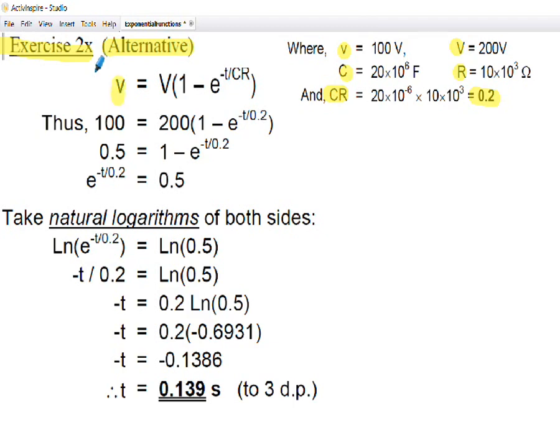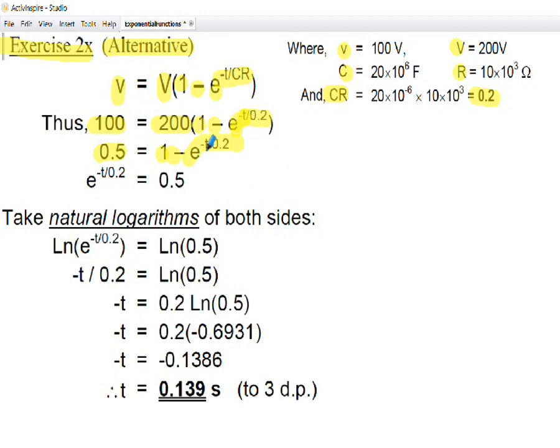So we're given little v is equal to big V multiplied by 1 take away e to the minus t divided by CR. On the left hand side I would get 100 for little v, on the right hand side 200 for big V multiplied by 1 minus e to the minus t divided by the 0.2 for the CR. On the next line I've just divided both sides by 200, so I get 0.5 on the left hand side is equal to 1 minus e to the minus t divided by 0.2.